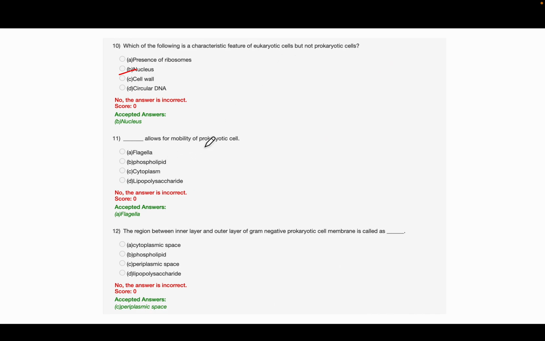What allows for mobility of prokaryotic cells? Flagella. The region between the inner layer and outer layer of the gram-negative prokaryotic cell membrane is called the periplasmic space.